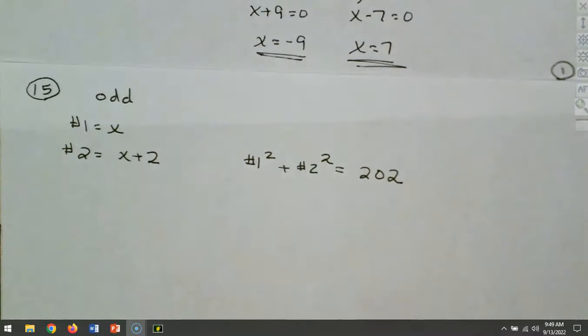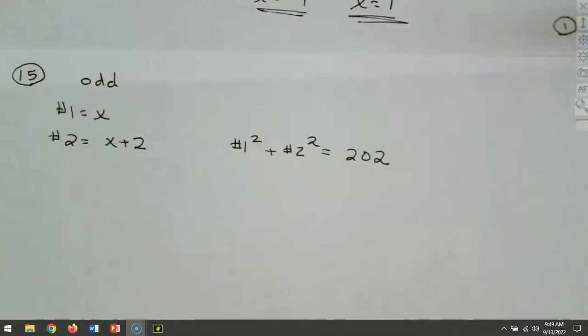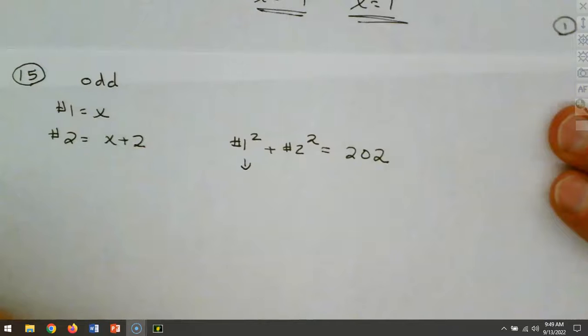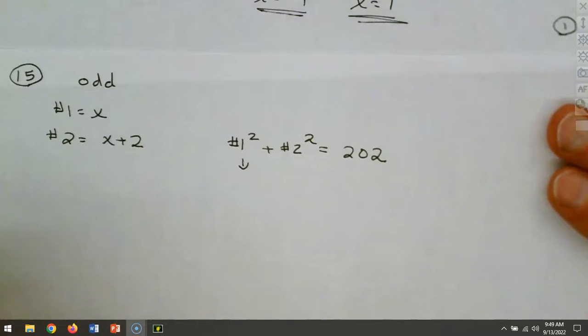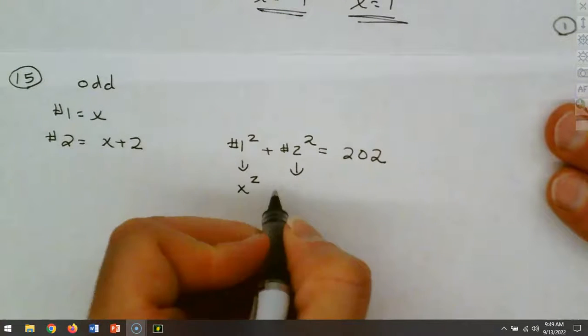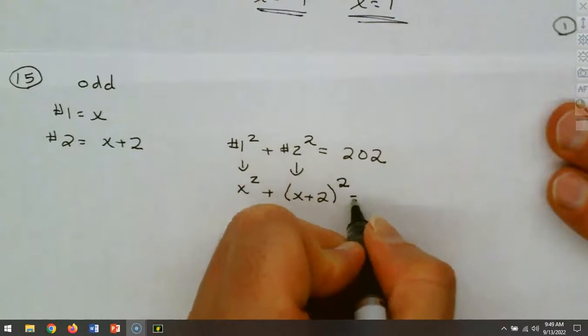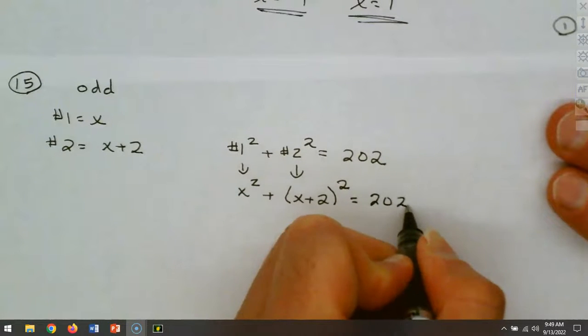So, what do we know? Odd integers, how many do we need? 2. The gap on these odd integers is a gap of 2. So the first one is always x, the second one is x plus 2. Now, what are we doing? We are going to sum the squares. That means we square each one and add them together. Now we fill them in. The first number here is x, and we have to square it, so that's x squared. The second number is x plus 2, quantity squared, and it equals still 202.